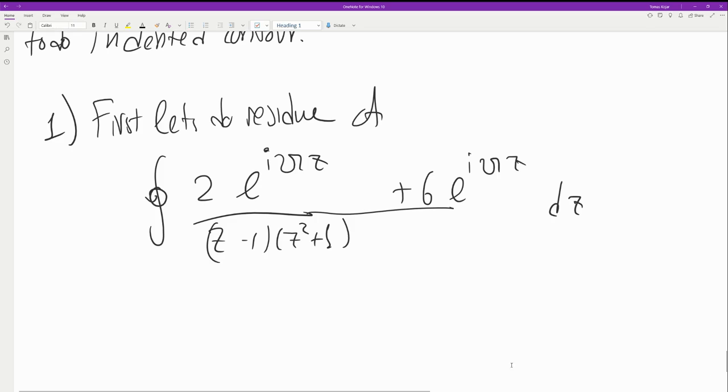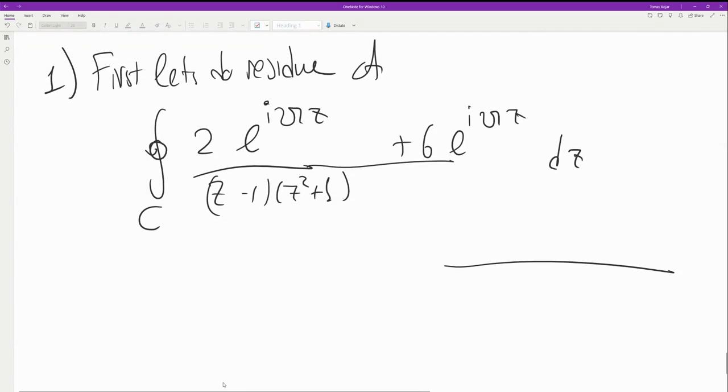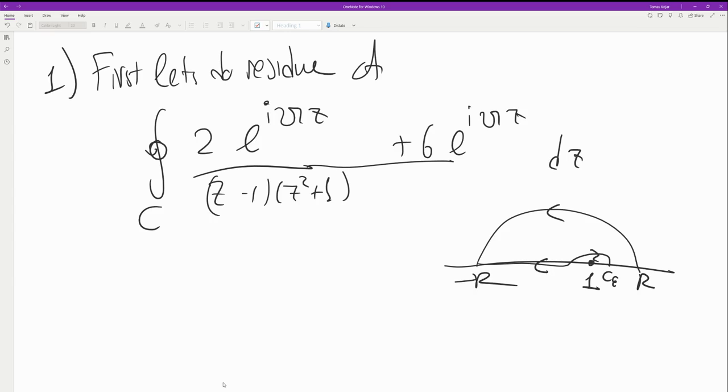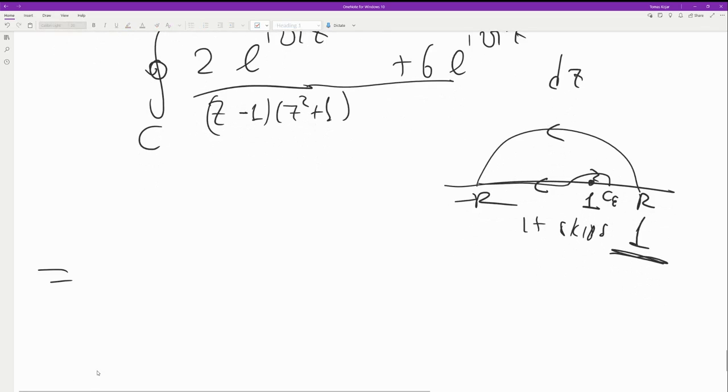Okay, so you have these two poles, and the contour is like this, so it skips 1, right? So 1 is over here, and it skips it. It doesn't skip 0, it skips 1. That's the problematic guy. There is no z here, it's z minus 1. If it was z minus 2, we would skip 2.